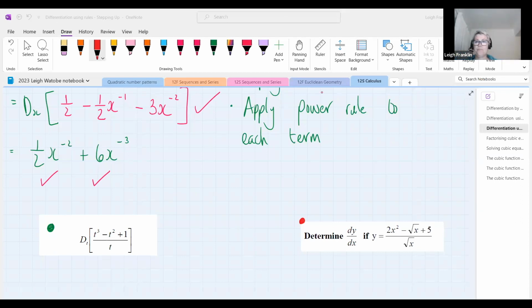Ma'am, just to be sure, when you divide exponents, you minus instead of like add, right? Correct, correct. So when you multiply like bases, you add your exponents. When you divide like bases, you subtract your exponents.